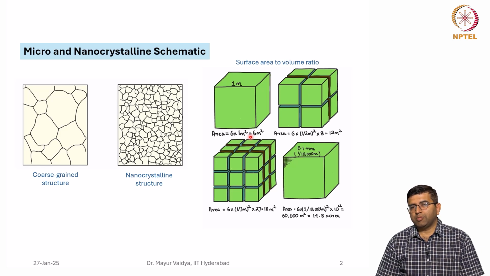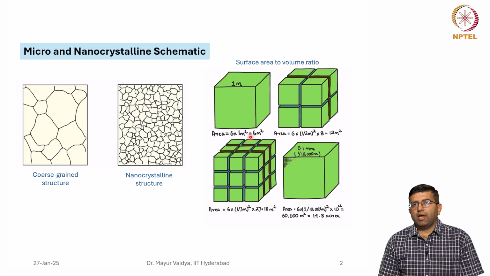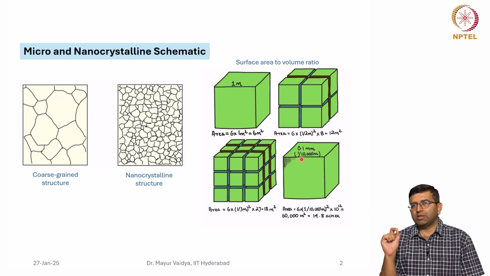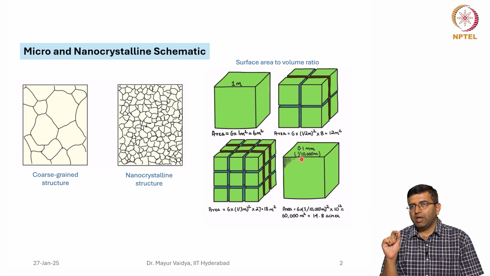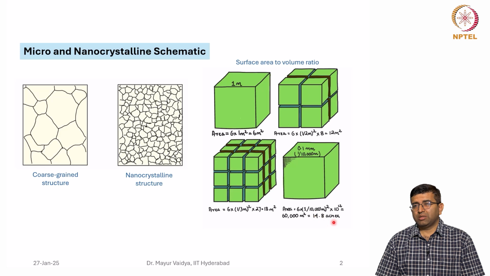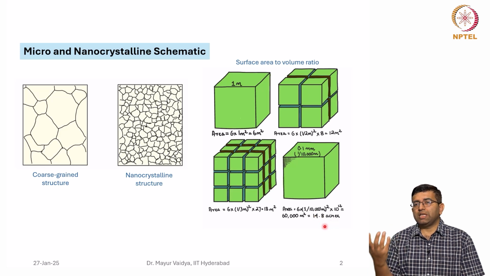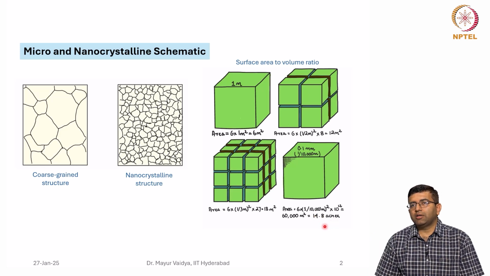It becomes 3 times. Suppose I cut it in such a way that the edge length, instead of changing from 1 to 1 by 2 or 1 by 3, is now broken down into cubes which are 0.1 millimeter in edge length. That is extremely small, and if you try to calculate the area, you will get a very large number, which comes out to be 14.8 acres. That is how much the surface area to volume ratio can increase.